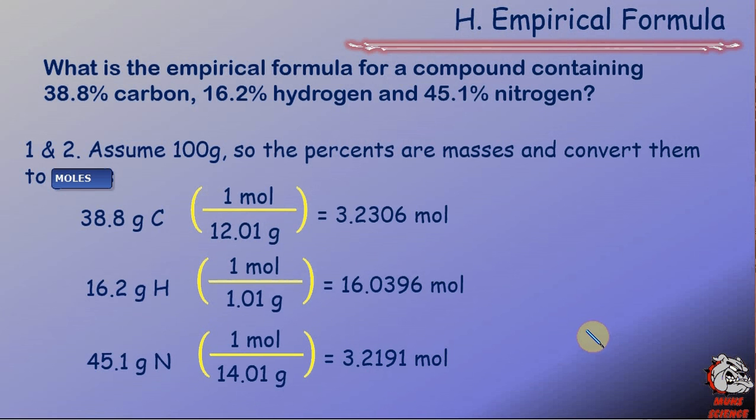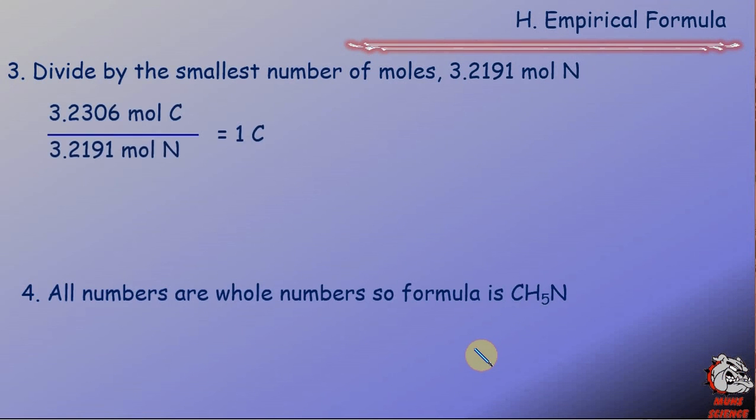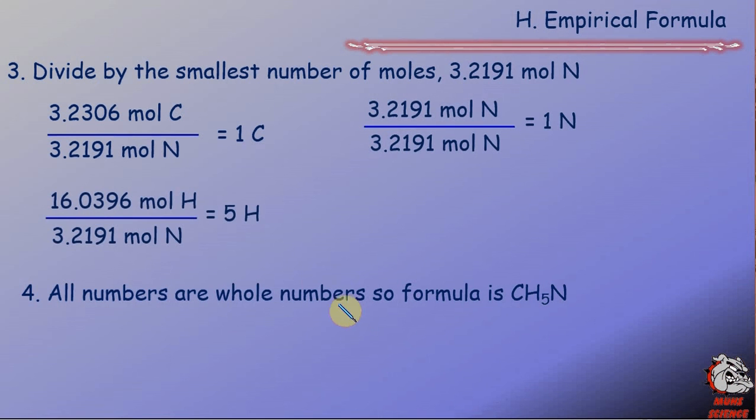So step 2 is done. We've converted to moles. Step 3, you divide by the lowest number of moles. And the lowest number of moles, just barely, is nitrogen, 3.2191. So that's what we're going to do. We're going to divide everything by the lowest number of moles. So carbon comes out to be about 1. And nitrogen comes out to be about 1. Hydrogen, once you've done that, comes out to be about 5.